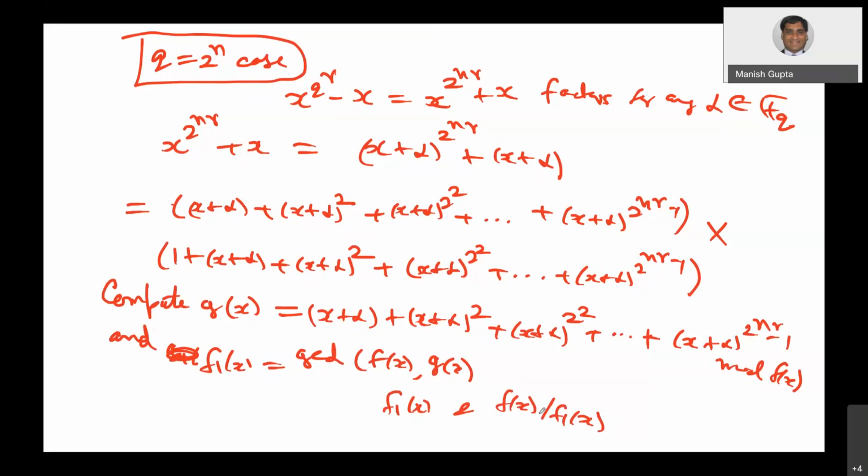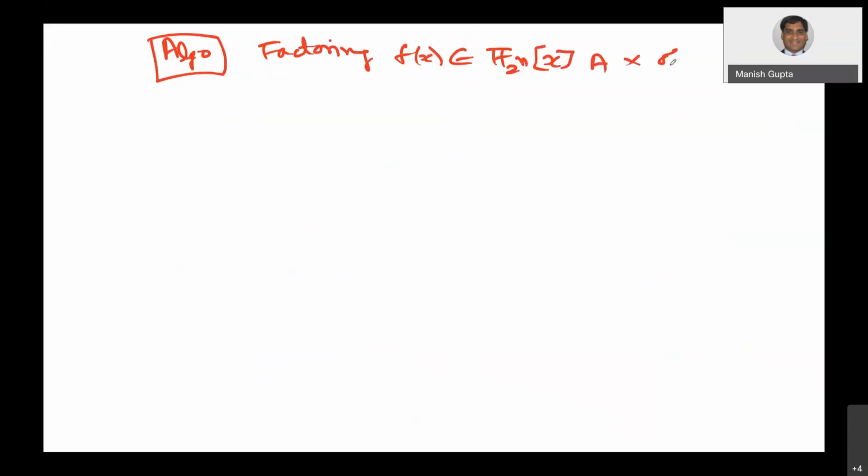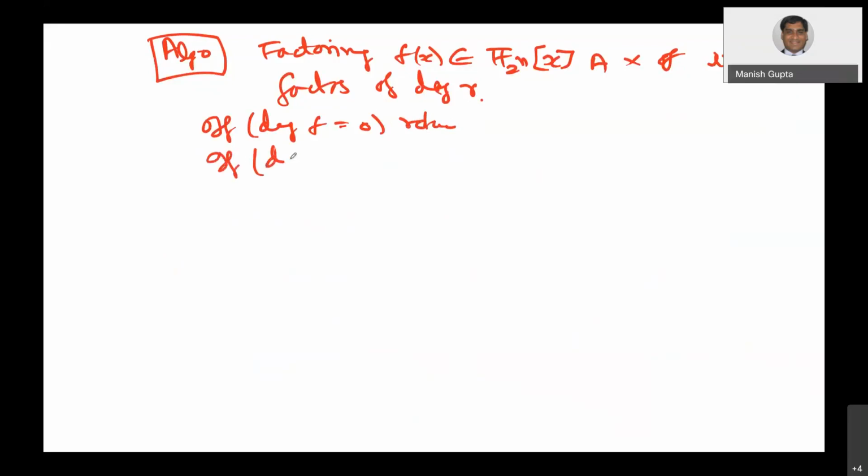So I think I'm writing the explicit algorithm for you in this case. We have factoring f(x) in F2 raised to power n, the product of irreducible factors of degree r. If the degree of f is 0, return that. If the degree of f is r, return f(x).